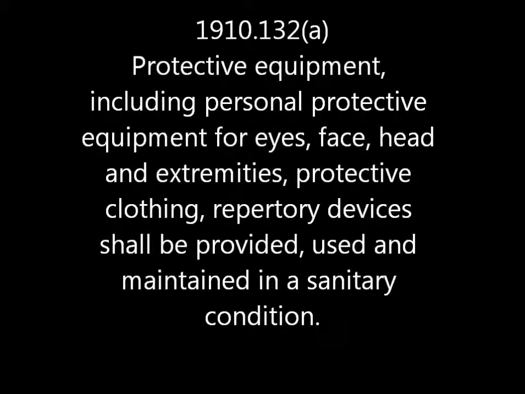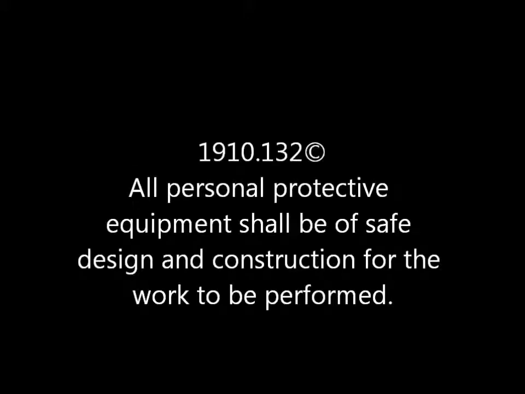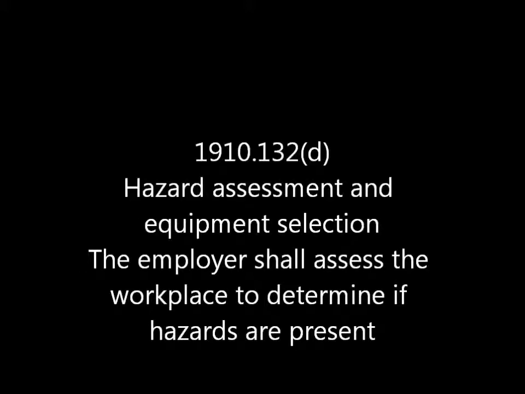1910.132(a) Protective equipment, including personal protective equipment for eyes, face, head, and extremities, protective clothing, and respiratory devices, shall be provided, used, and maintained in a sanitary condition. Section (c): All personal protective equipment shall be of safe design and construction for the work to be performed. Section (d): Hazard assessment and equipment selection.